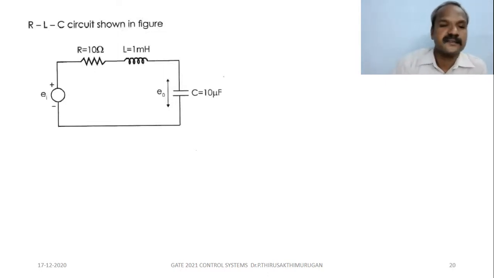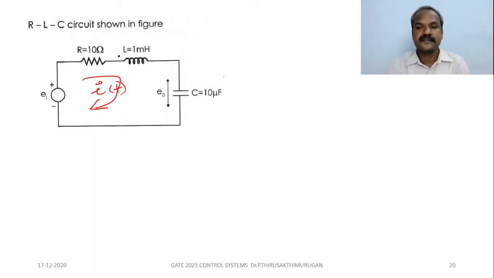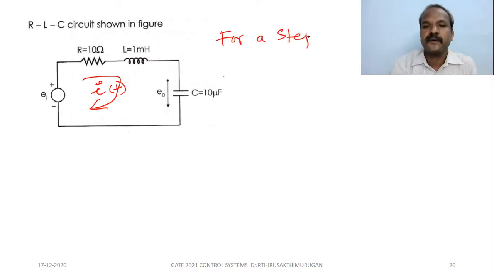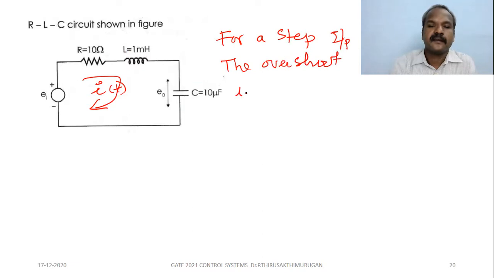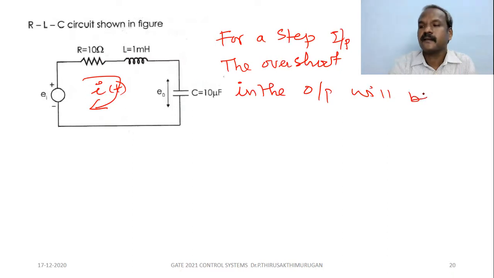Next, this is a series RLC circuit shown in the figure. In this, i of t is circulating. The resistance R is 10 ohm, L equal to 1 millihenry, and C equal to 10 microfarad. So what we have to do: for a step input, the overshoot in the output will be, okay?